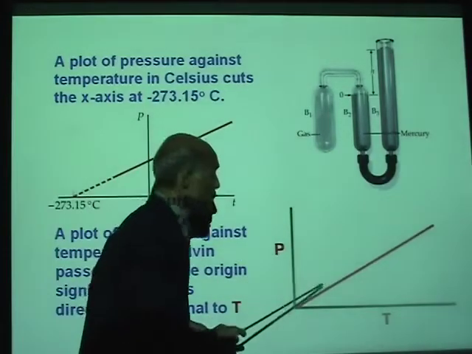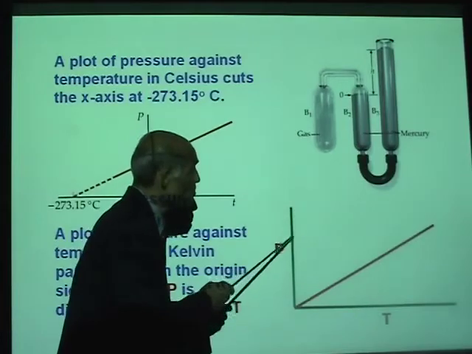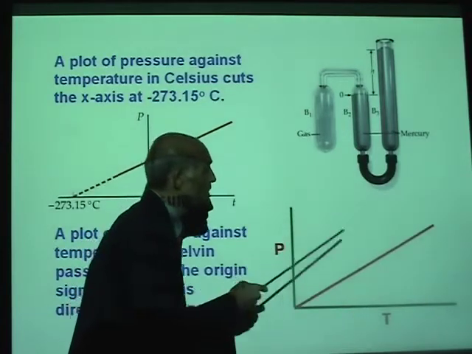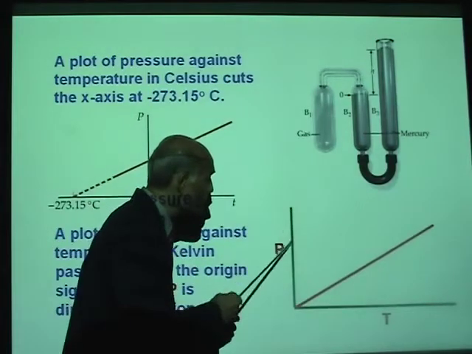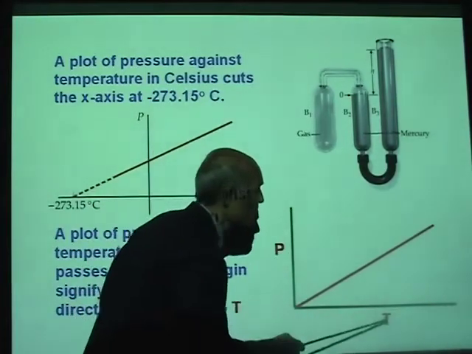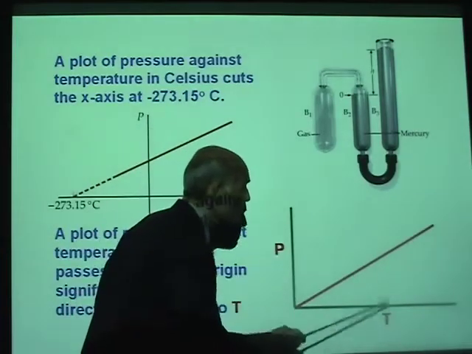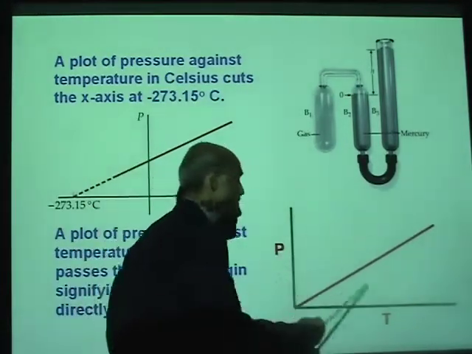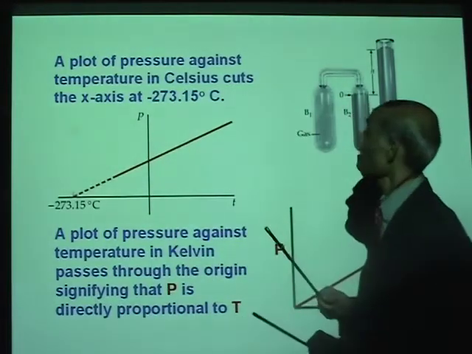And you know that when a straight line graph passes through the origin, it means the dependent variable P is directly proportional to the independent variable T. P is proportional to T. That's what this graph tells you. And that's what the pressure law tells you.